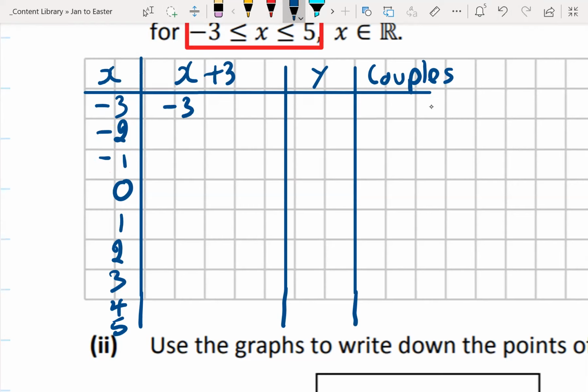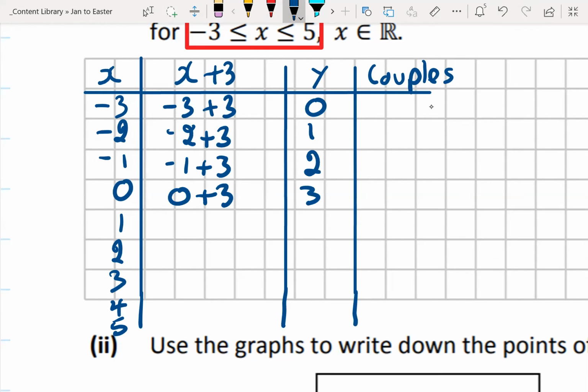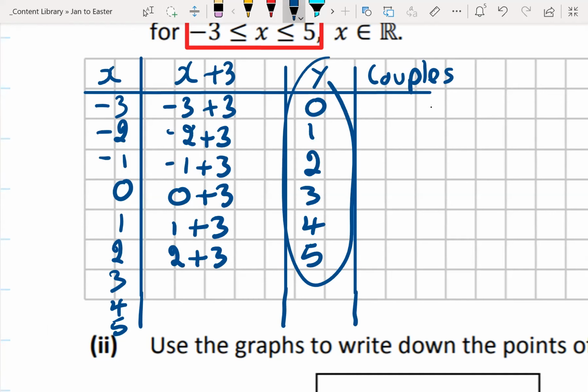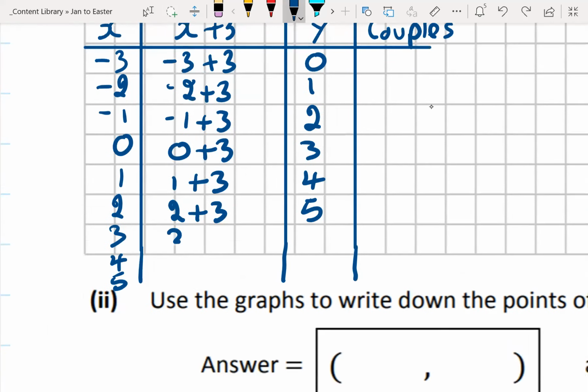So minus 3 plus 3 is 0. Minus 2 plus 3 is 1. Minus 1 plus 3 is 2. 0 plus 3 is 3. 1 plus 3 is 4. 2 plus 3 is 5. You can see now that y has gone up in ones. There's a pattern here. It's a linear pattern, so it's very easy to note. 3 plus 3 is 6, 4 plus 3 is 7, 5 plus 3 is 8. Couples.